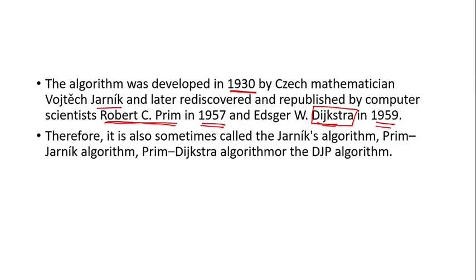Dijkstra is a famous name. We are going to find Dijkstra's algorithm, how it works, in the next class. Initially it was initiated by Jarnik, and then later rediscovered and republished by computer scientist Robert C. Prim. That's why it is known as Prim's algorithm. Prim in 1957 and Dijkstra in 1959, both scientists rediscovered it in these two years respectively. Therefore it is sometimes called Jarnik's algorithm, Prim-Jarnik algorithm, or Prim-Dijkstra algorithm.